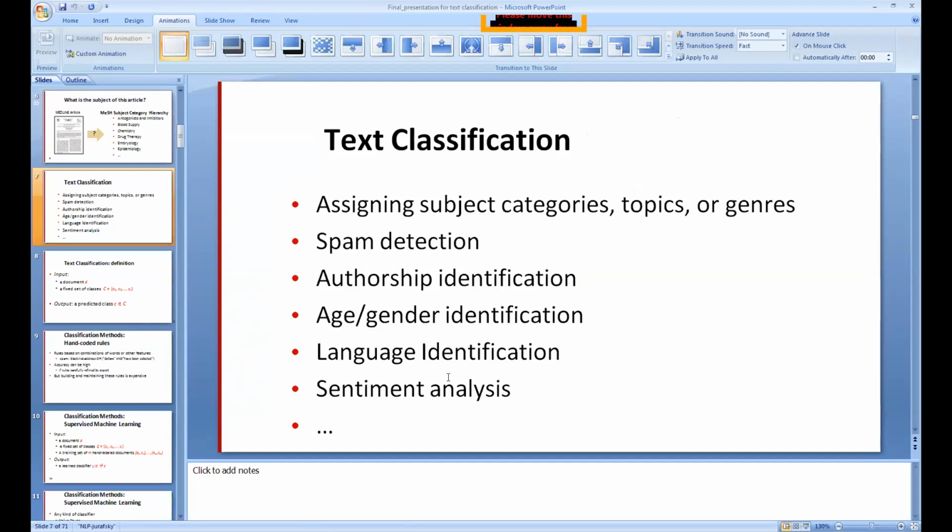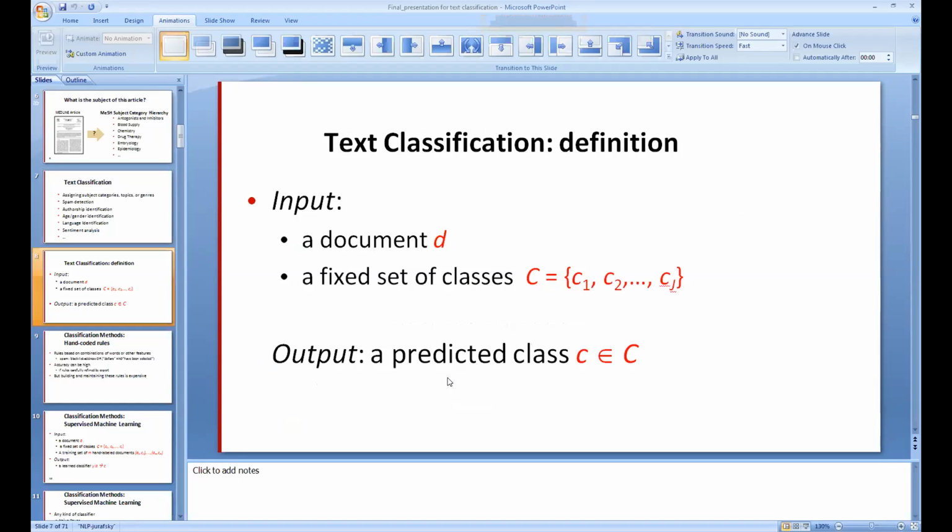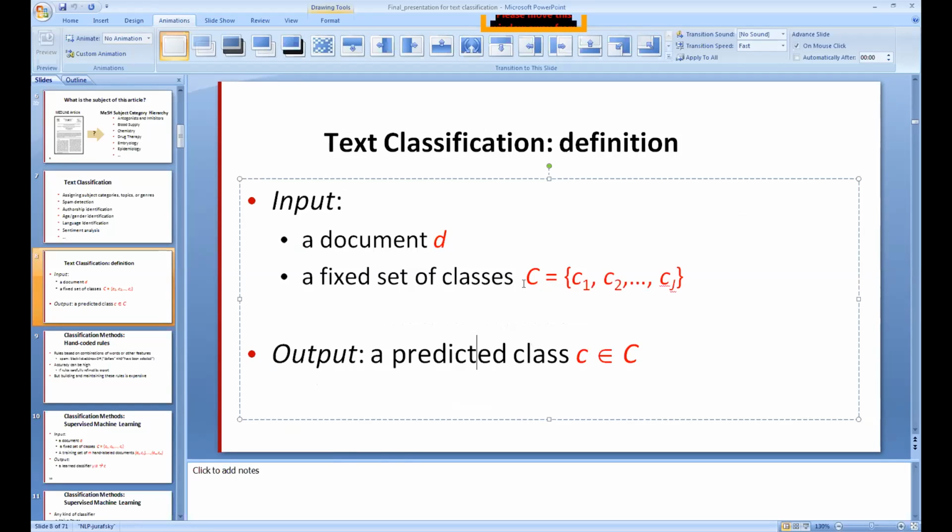So spam and non-spam, language identification, sentiment analysis, authorship identification, and assigning subject categories, topics, or genders. In all these areas of text classification, the naive Bayes classifier works. So how does this work? What exactly do we have to do? You have to take a document, which is considered as D. Then the classes: for example, in a news reader, we are going to split it into sports and different categories of news. That is what we call a class. So you have to split it here.